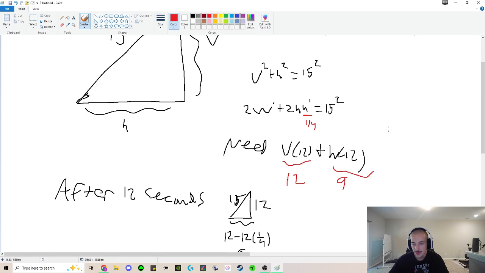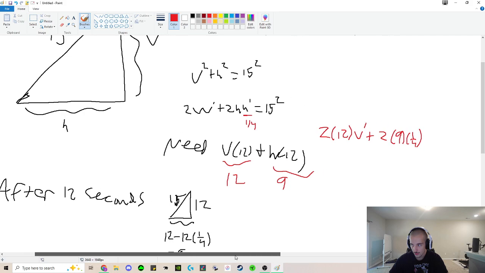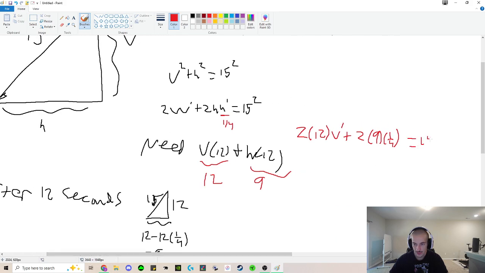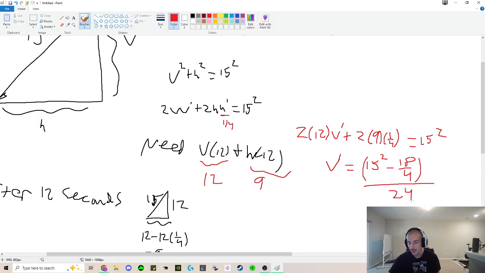This means we plug them back in here. We have 2 times 12 times v prime, which is what we're solving for, right? Plus 2 times 9 times a quarter, is going to equal 0. So now you just solve. So v prime equals 0 minus 2 times 9 divided by 4, which is 18 divided by 4. Leave it like that. We don't need to simplify. And then we're going to divide this whole thing by 24. And you can always just leave it like this.